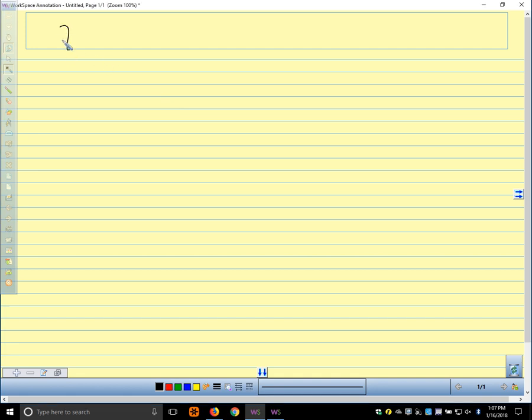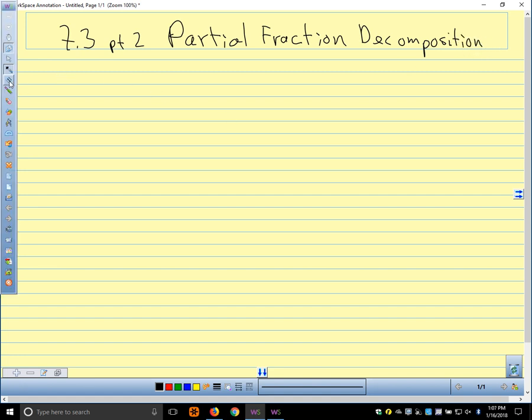All right, so we're in section 7.3. So we're going to talk about something called partial fraction decomposition. It sounds complicated, but the process is very straightforward.